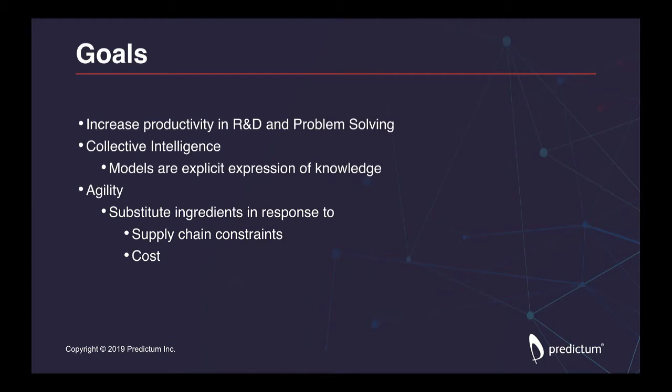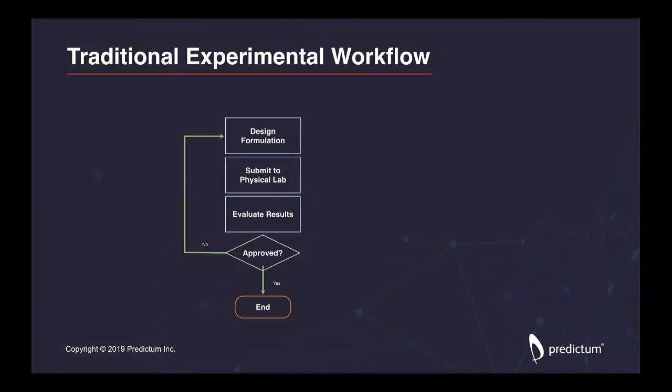So here's the traditional experimental workflow, and we want to improve the productivity of this workflow. A formulator or compounder will come up with some design they want to investigate. They'll submit it for physical lab testing, and then they'll look at the results. If those results are good, that's wonderful, and they'll go and run off with it. And if not, it's back to the drawing board. The productivity hit is that it's expensive and it takes a long time. And most of that time is just waiting. It's waiting to get the lab time.